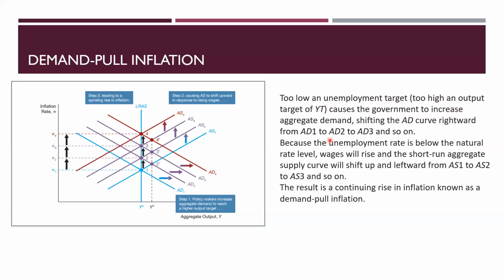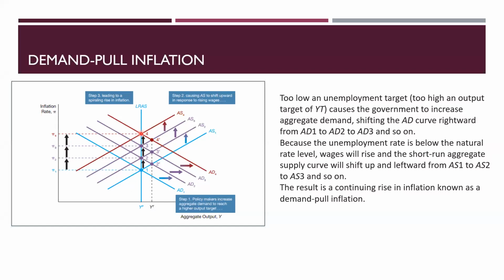This causes the government to increase aggregate demand, shifting the AD curve rightward from AD1 to AD2 to AD3 and so on. Because the unemployment rate is below the natural rate level, wages will rise and the short-run aggregate supply curve will shift up and leftward from AS1 to AS2 and to AS3 and so on until we reach another inflation level here. So what's the difference here?